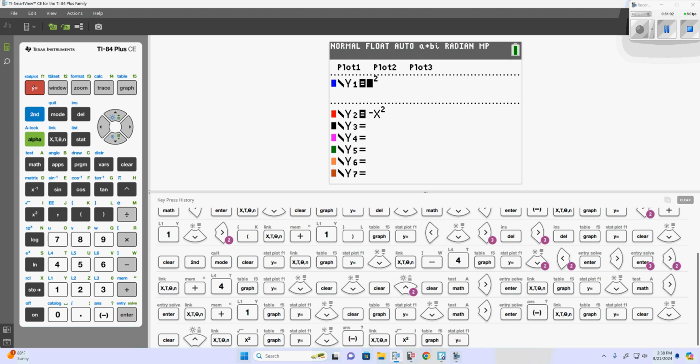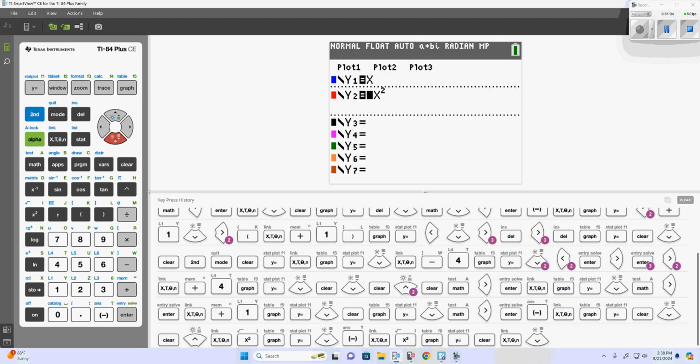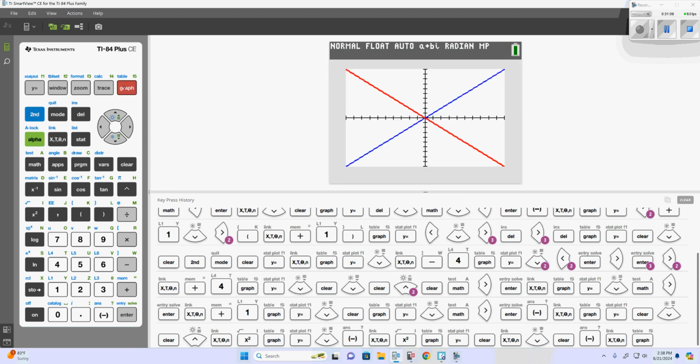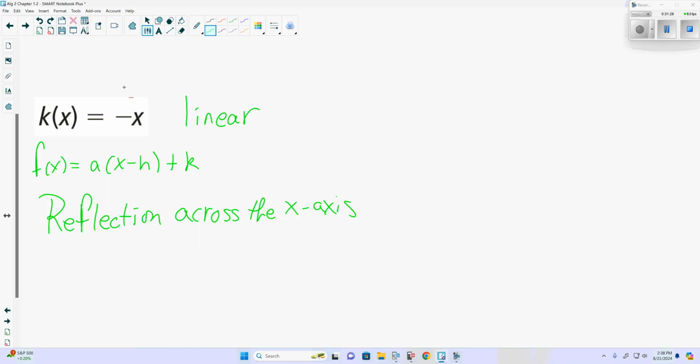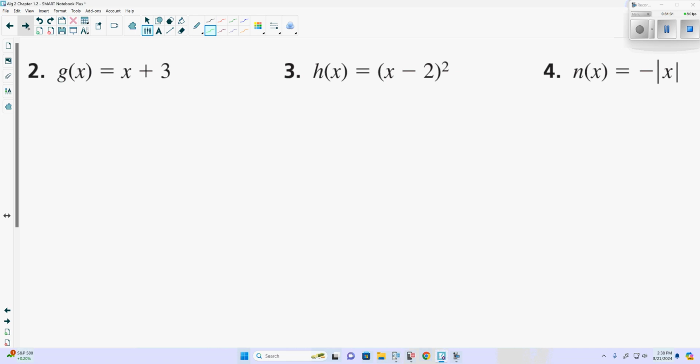Now, the interesting thing with the reflection across the x-axis for linear is when we have them both graphed, it ends up looking like an x. Because the blue one that's on the left side of the y-axis is now going to go to the top, and vice versa. It just flips it. Questions on this here? All right. Let's look at these three here.